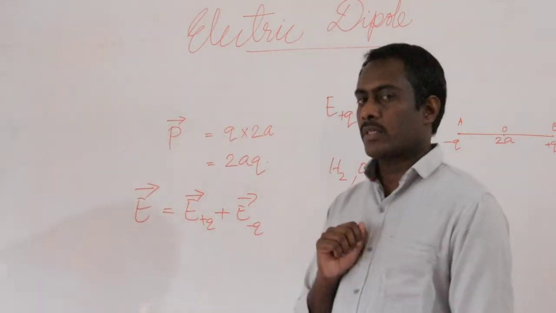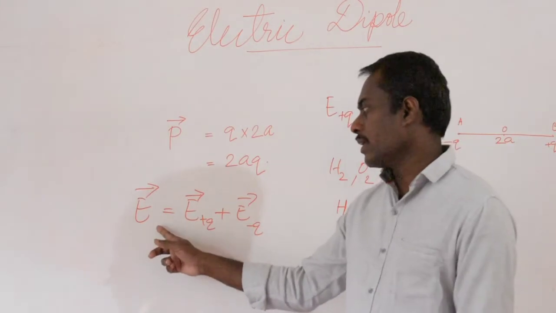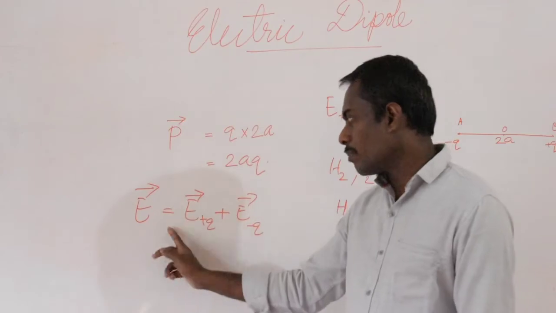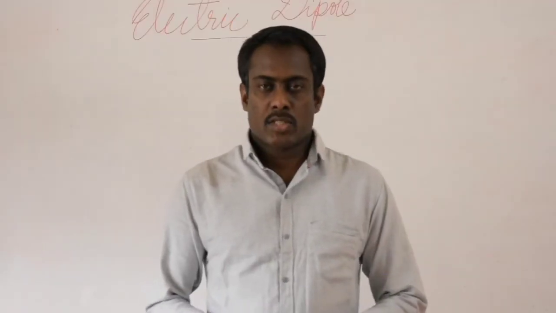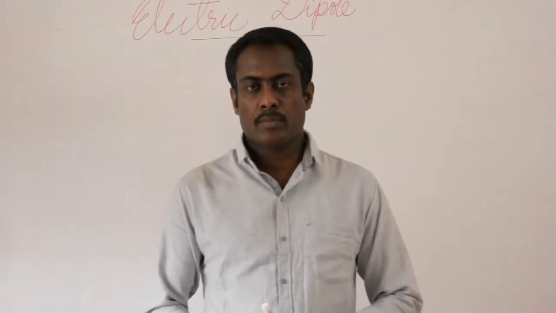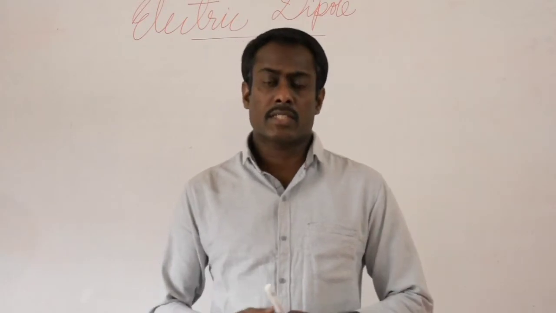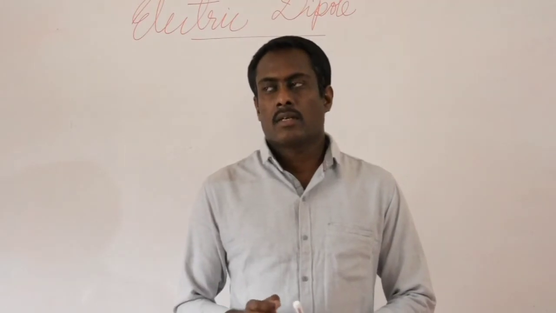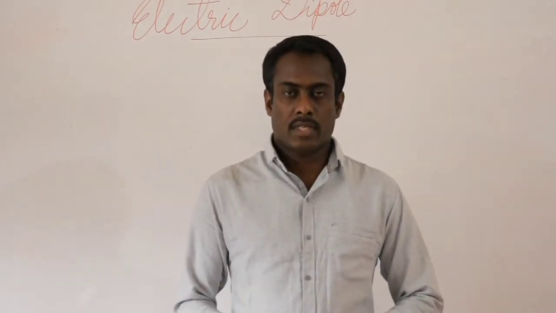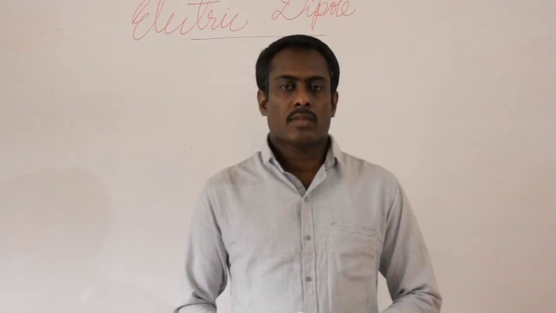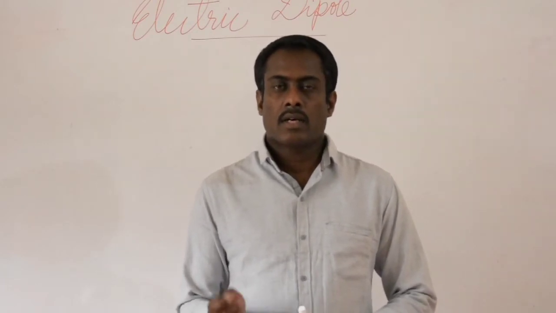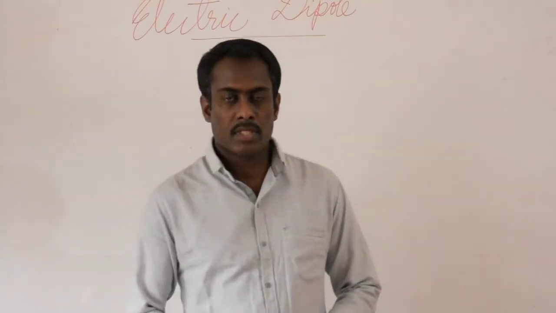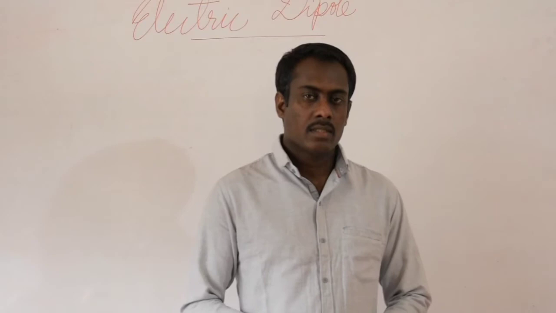In order to find the electric field produced by an electric dipole at a point P, there are two special cases. The first one is the electric field at a point on the axial line of the electric dipole, and the second one is the electric field on the equatorial line of the electric dipole. These are the two cases, and first let us see the first case.